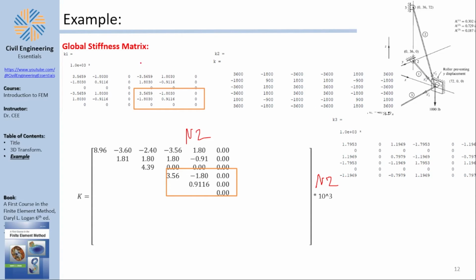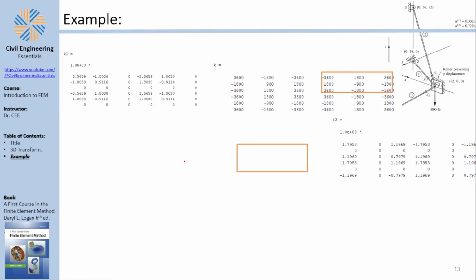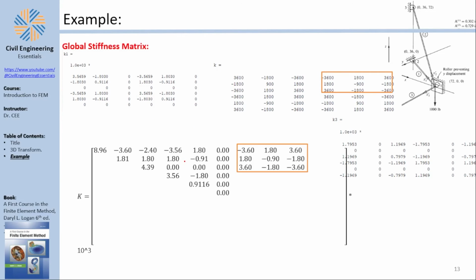Of course, the only element that has node 2 in it is this element, and node 2 with node 2 is this quadrant, so you can see me filling the values. We go on, and you see the matrix is now getting bigger and bigger.